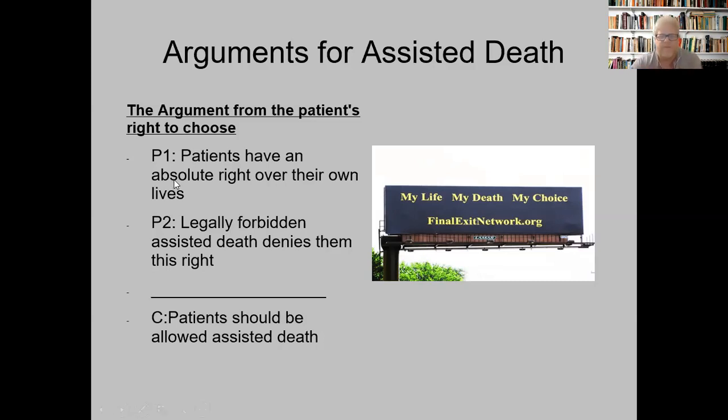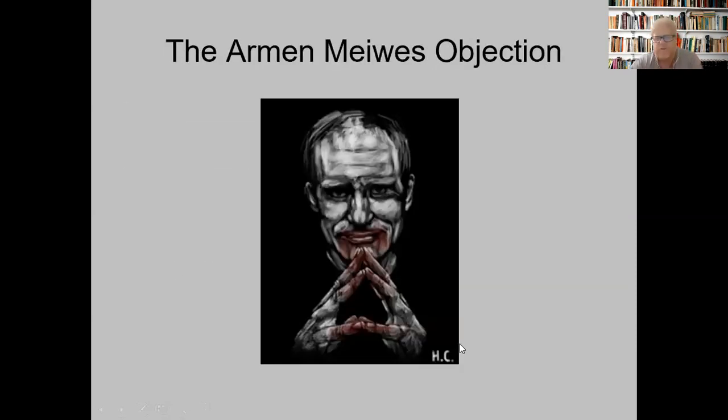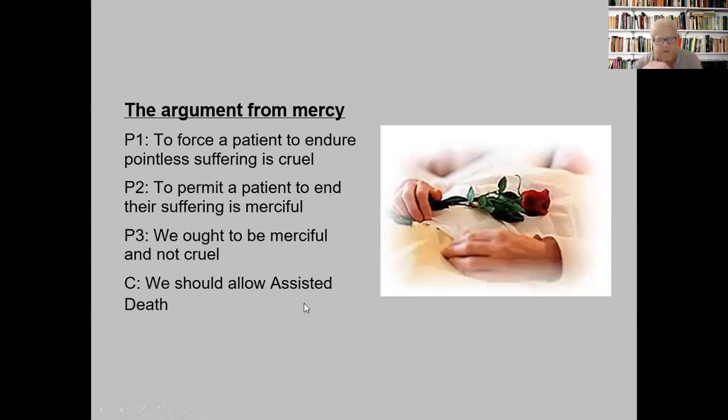So patients have an absolute right over their own lives. Legally forbidding assisted death denies them this right. Patients should be allowed assisted death. It's my death. It's my choice. I should be allowed to decide what to do. That's the main argument. And the other argument goes with it, right? These are two different arguments.